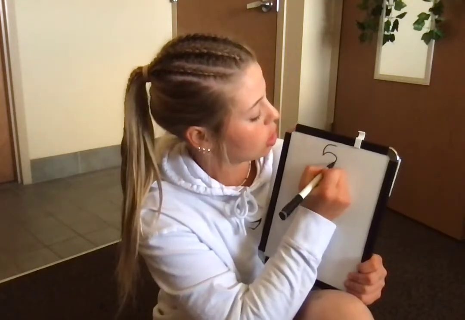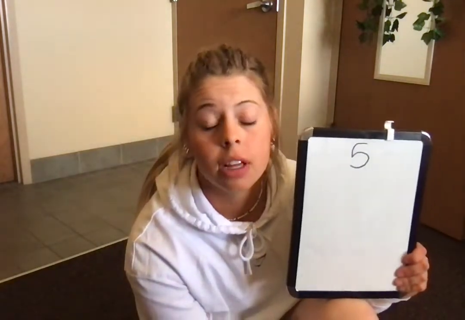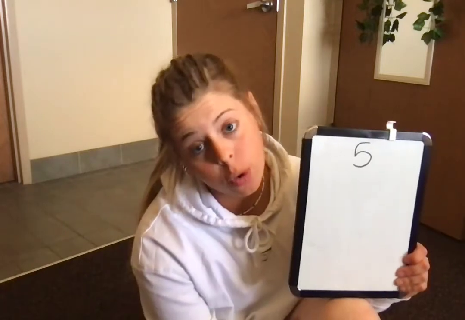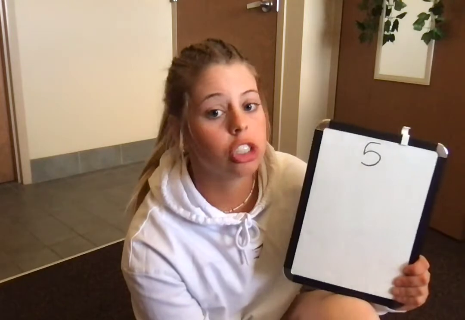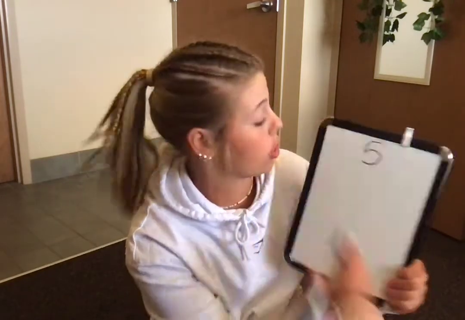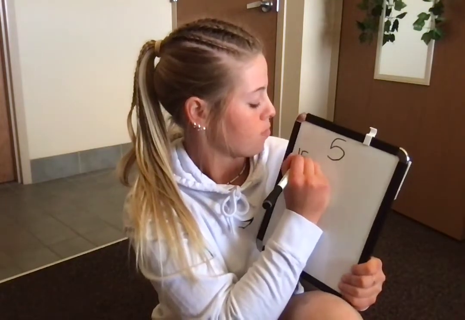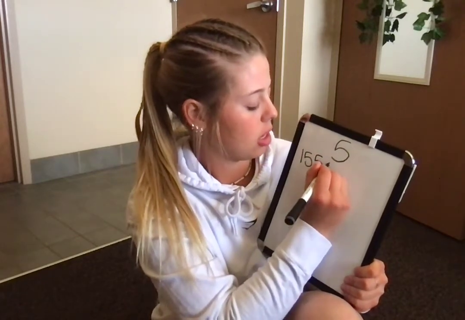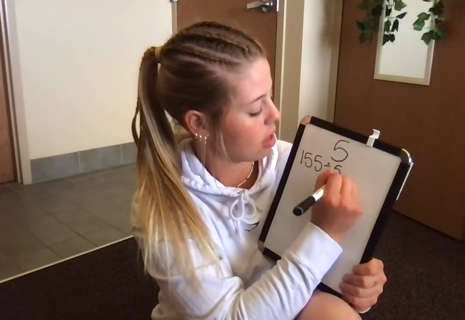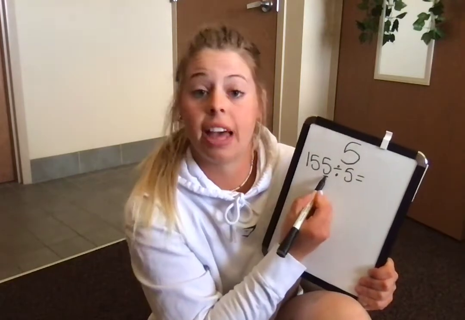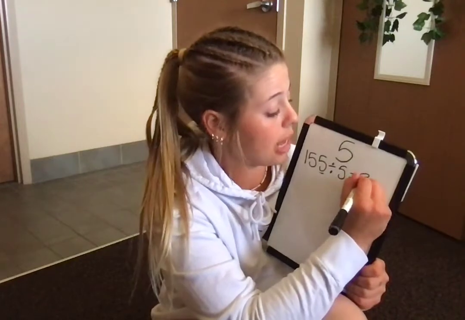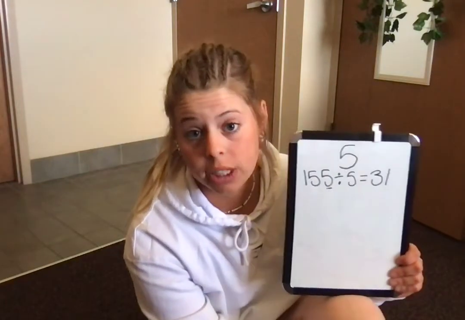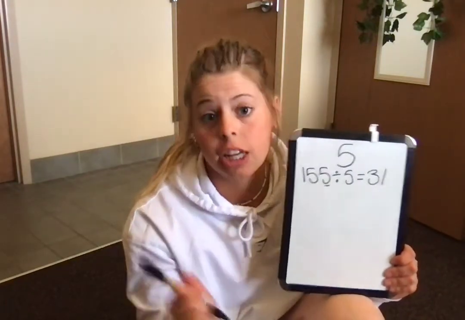And the next number is 5. So if you remember, the rule for 5 is if a number ends in a 0 or a 5, that number is divisible by 5. So let's choose 155 divided by 5. Now 155 ends in a 5, so that means it is divisible by 5, and the answer would be 31. Now 31, once again, is a whole number, so yes, that checks out.